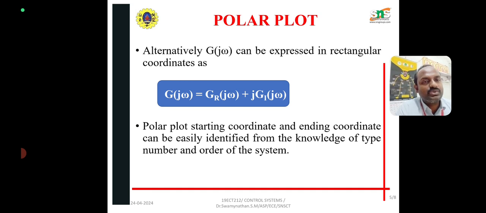Alternatively, G(j omega) can be expressed in rectangular coordinates as G(j omega) equals G_R(j omega) plus j G_I(j omega), where R denotes the real part. The polar plot's starting coordinate and ending coordinate can be easily identified from the knowledge of the type number and the order of the system. So this is called the polar plot.